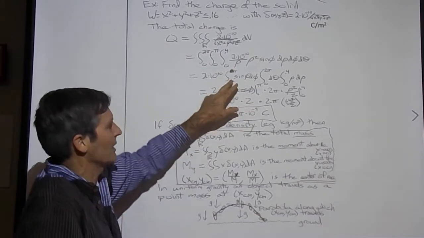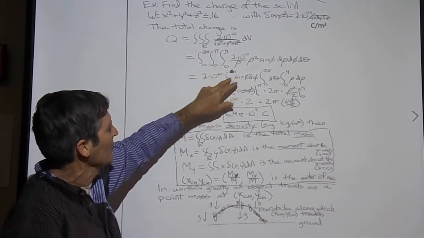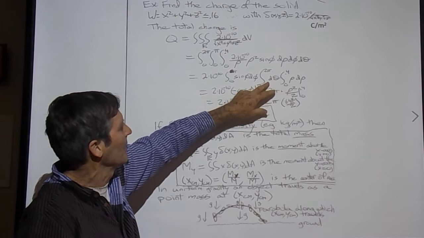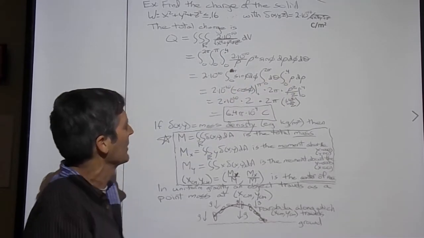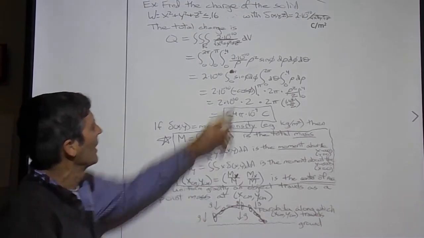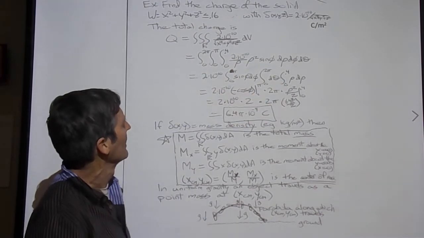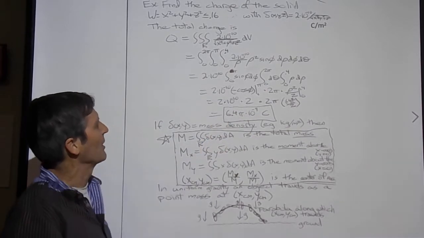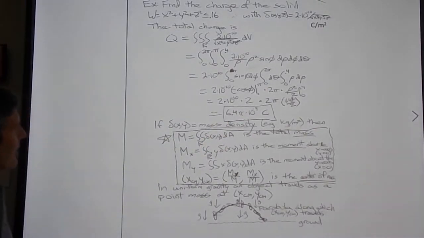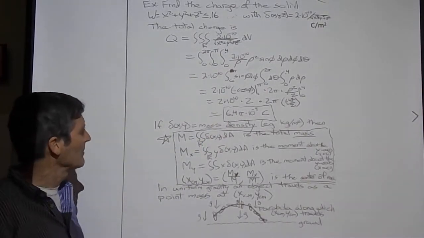You write it as this product of 3 integrals: sine phi from 0 to pi, just 1 d theta from 0 to 2 pi, and from 0 to 0.4 you integrate rho d rho, since rho squared over rho is rho. These 3 integrals are easy calculus integrals. You get 6.4 pi times 10 to the minus 9 coulombs.